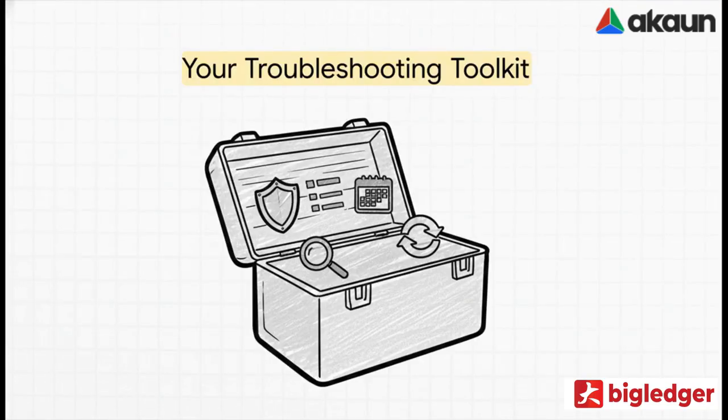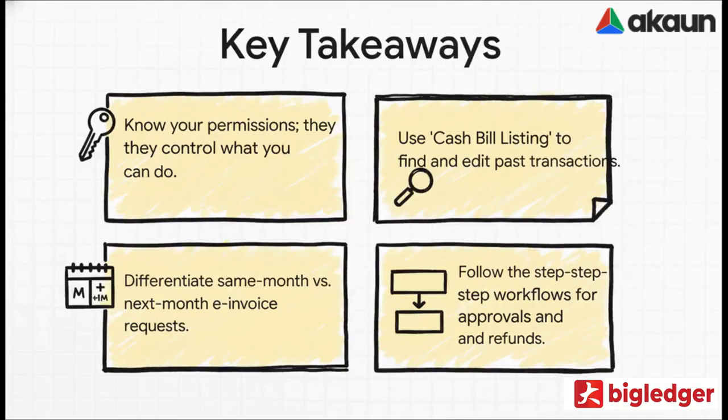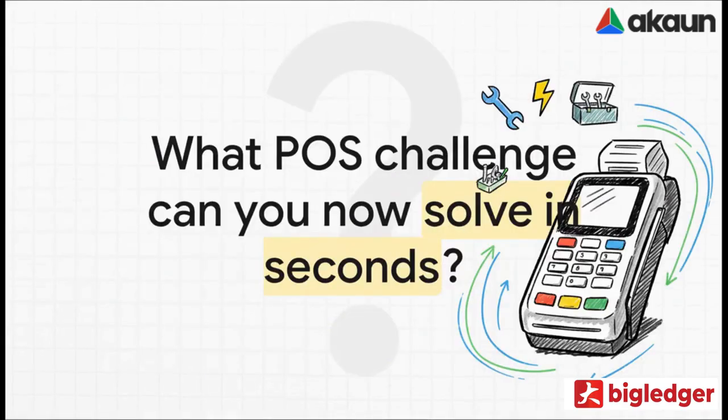So, let's wrap this all up. What's the key stuff to remember from our little toolkit here? Always know your permissions, use that cash bill listing for edits, and remember those step-by-step workflows. So, what's one POS problem you can now solve in seconds? You're ready for pretty much anything.